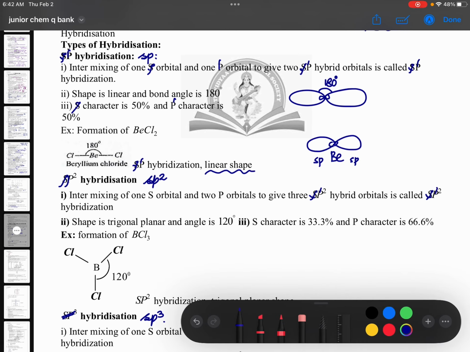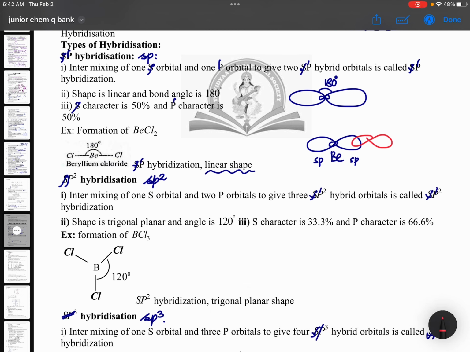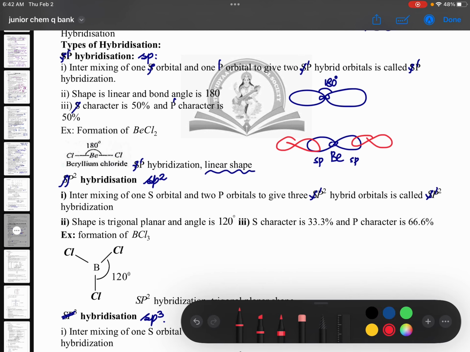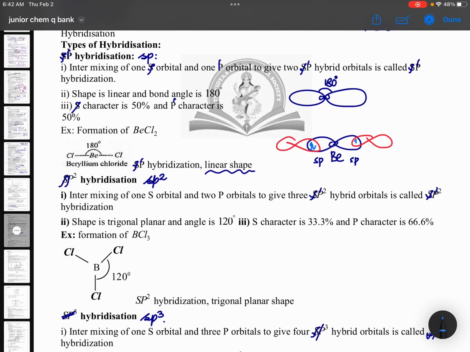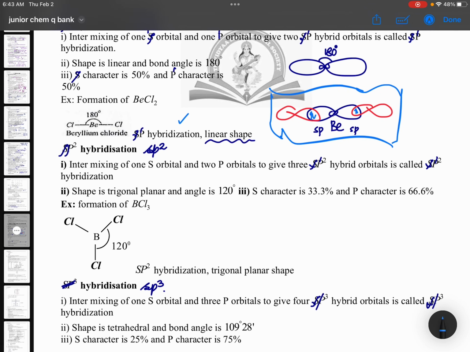Now to this, one chlorine will be added from this side, another chlorine coming from this side. All this is not required. Without writing this also, you will get complete marks. 100% marks you are going to get, don't worry. So this is enough: sp hybridization, linear shape, bond angle. If you mention these points, that's enough. These two are chlorine atoms, p orbitals of chlorine atoms. So what is the overlapping? Sigma sp of beryllium with chlorine's p orbital. If you want to add extra masala, you can add this.